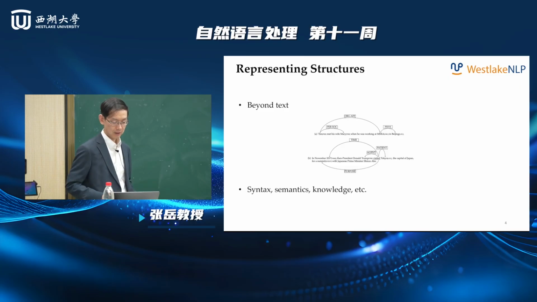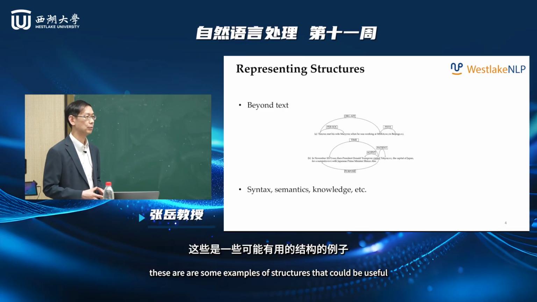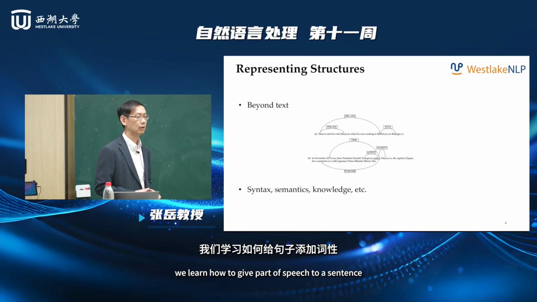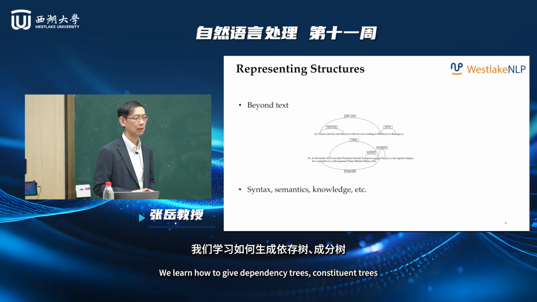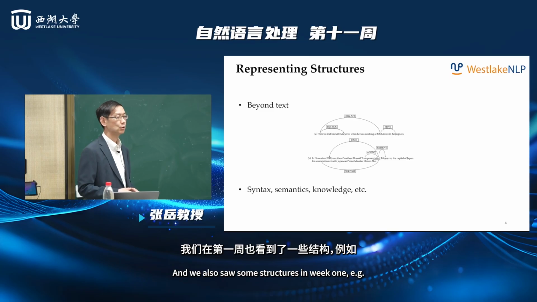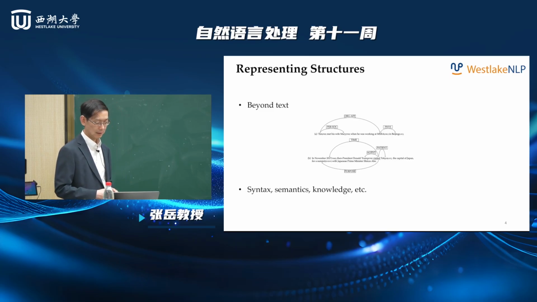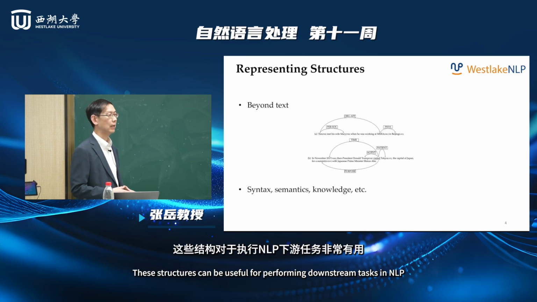So these are some examples of structures that could be useful. We learned how to give part of speech to a sentence. We learned how to give dependency trees, constituent trees, and we also saw some structures in week 1. For example, relations between entities. They represent knowledge. Okay, these structures can be useful for performing downstream tasks in NLP.